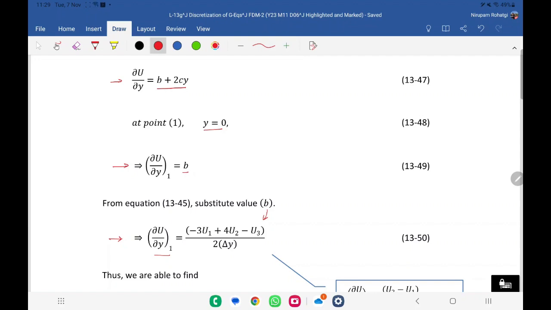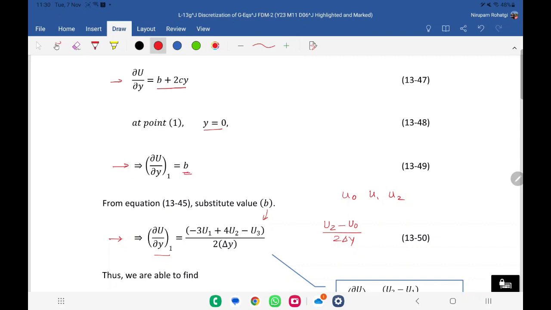Had it been on the back side, there would have been 3 points now: U0, U1 and U2. So this will become U2 minus U0 by twice delta Y. That is what would make the central difference: forward minus backward divided by twice delta Y. But here you find it's something else. Minus 3U1 plus 4U2 minus U3 divided by this. This is equal to B.